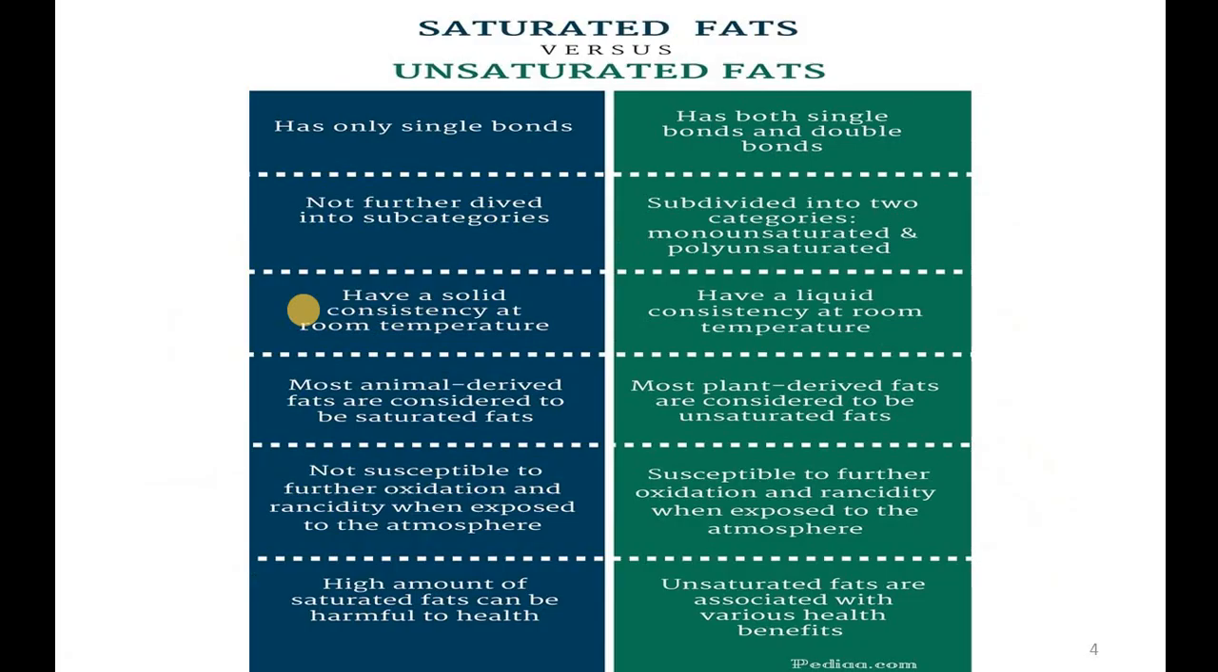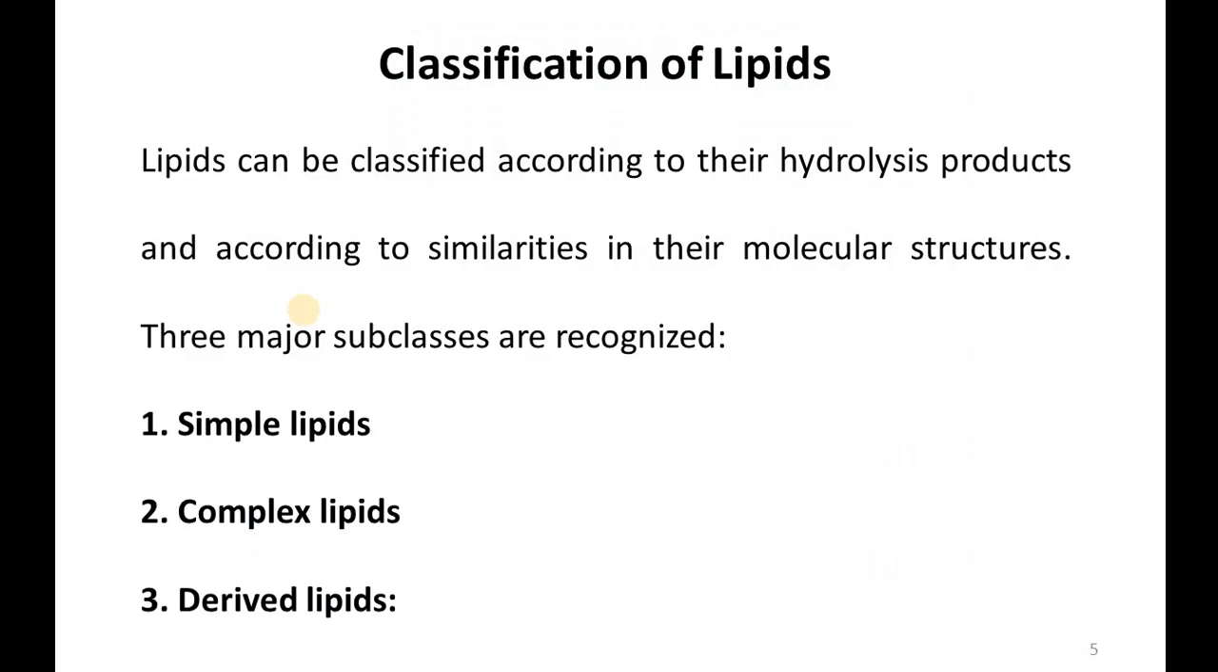Now let us see slide number 4, saturated versus unsaturated fatty acid. This is the clear-cut comparison, or clear-cut differences, between saturated fatty acids and unsaturated fatty acids. Saturated fatty acids have single bonds, and unsaturated fatty acids have a double bond, and these are all the differences between saturated and unsaturated. You have to read it out. We are now going directly to the classification of the lipids.